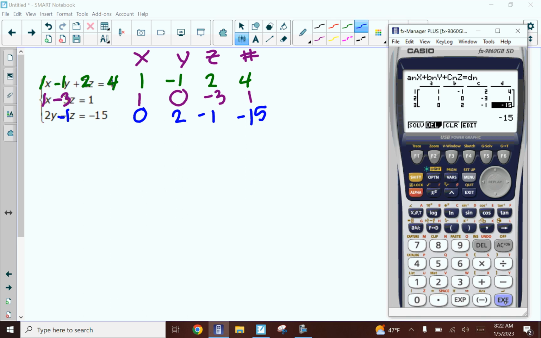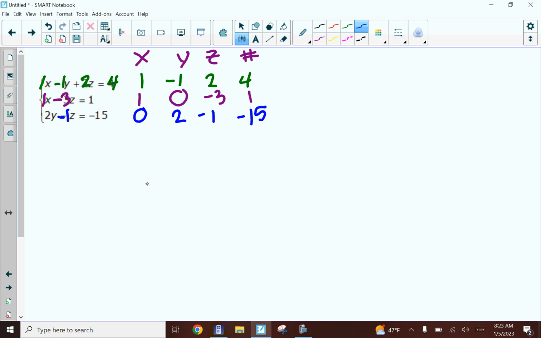Double check to make sure it's right. It's 1, -1, 2, 4, 1, 0, -3, 1, 0, 2, -1, -15. You hit execute, there's my answer: -2, -8, -1. So we write them like this, -2, comma, -8, comma, -1.